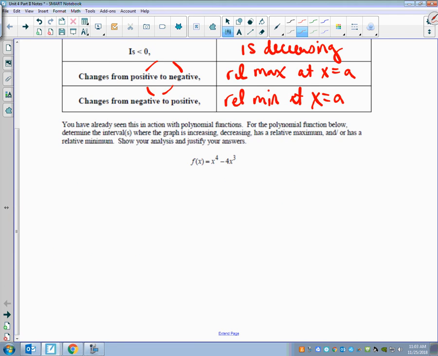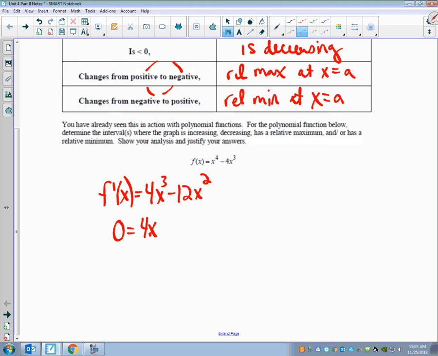So it says, you have already seen this action with polynomial functions. For the polynomial function below, determine the intervals where the graph is increasing, decreasing, has a relative max or min. Show your analysis and justify your answer. Okay? So every time if we're trying to talk about relative max and mins, we want to take the derivative. So we would get 4x to the third minus 12x squared. And we're going to set that equal to 0.